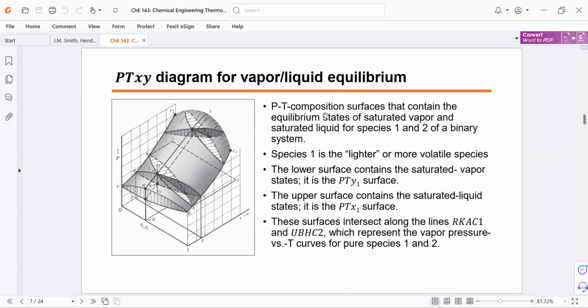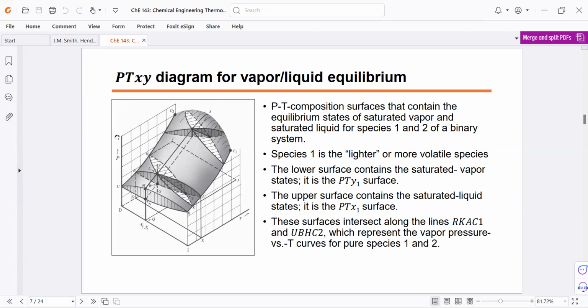It consists of surfaces that contain the equilibrium states of saturated vapor and saturated liquid. We set species 1 as the lighter, more volatile species. On our y-axis, we have the pressure, on the x-axis, we have the temperature, and on the z-axis, we have the composition, x and y.